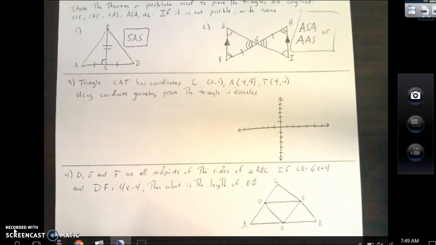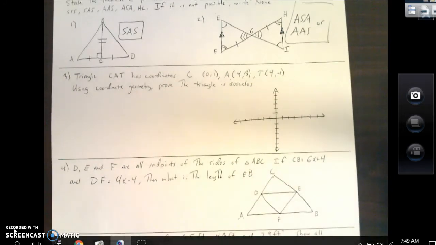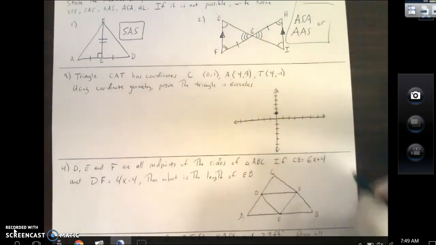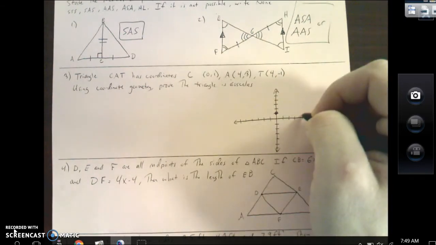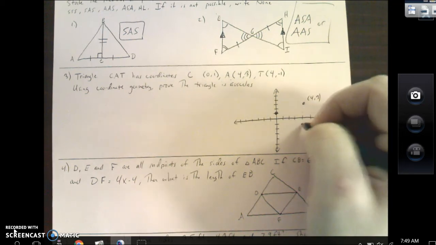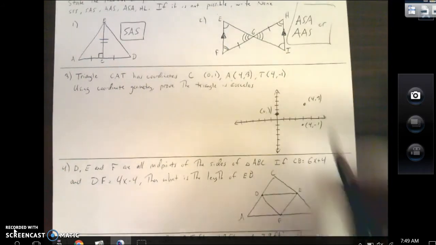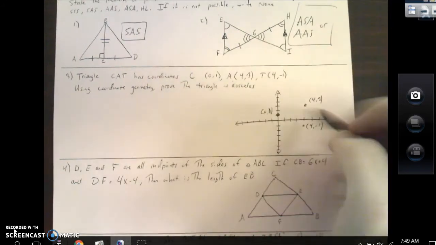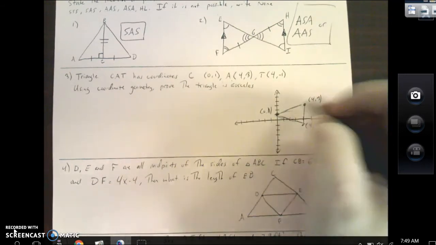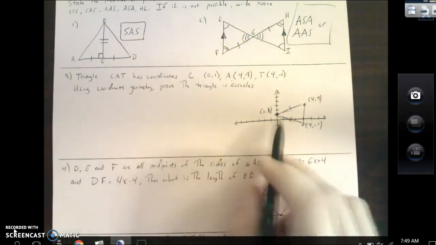Okay, triangle CAT has coordinates C(0,1), A(4,3), and T(4,-1). Using coordinate geometry to prove the triangle is isosceles. So (0,1) is right here. Okay, (4,3) is right there. And (4,-1) is right there. Okay, that's supposed to be a 1. Alright, now I can go ahead and draw my triangle. Now I'm willing to bet that those two sides will be the same. So I'm going to do distance formula from these two.